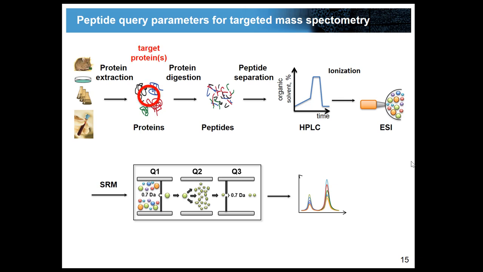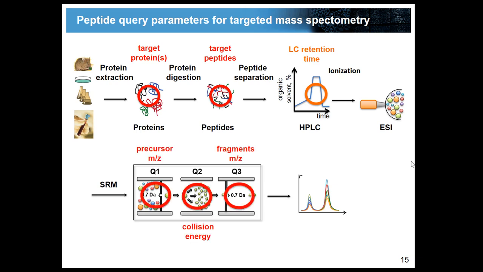So the first thing that you need to know about is, we said it many times, your target proteins. For each of your target proteins, you then need to know which peptides should represent that protein. For each peptide, then you would like to know how this peptide behaves on your LC, and how your peptide behaves on the mass spectrometer. So what are the Q1 and Q3 masses? What is the collision energy that I should use?